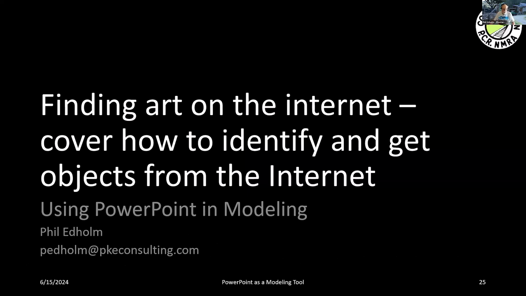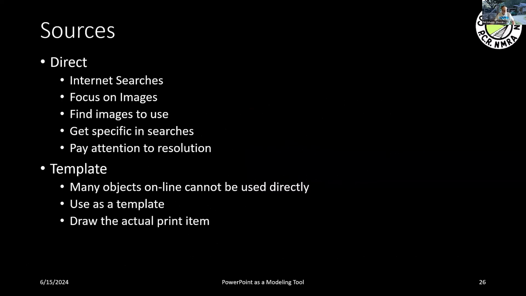So one of the things that I find very interesting is you can get an amazing amount of art on the internet to use, objects that you can use in modeling. So, you can do direct internet searches. If you do a direct search, focus on images. Then you bring them over and you might find an object that you really like, but you want to change the text in the object.